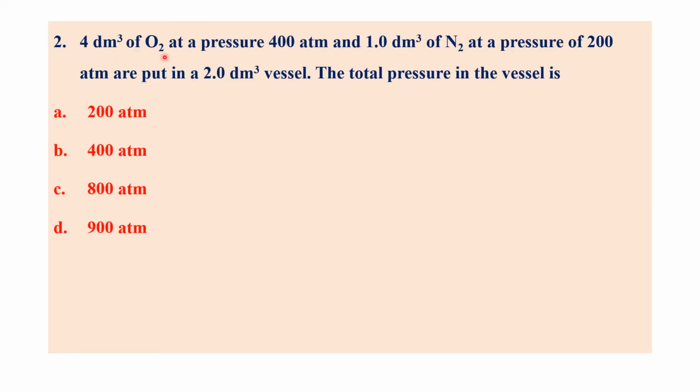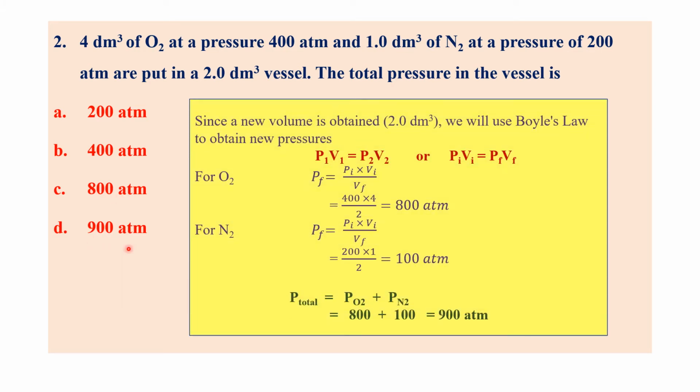4 dm cube of oxygen at a pressure of 400 atmosphere and 1 dm cube of nitrogen at a pressure of 200 atmosphere are put in a 2 dm cube vessel. The total pressure in the vessel is 200 atmosphere, 400 atmosphere, 800 atmosphere, 900 atmosphere. So we will solve it.